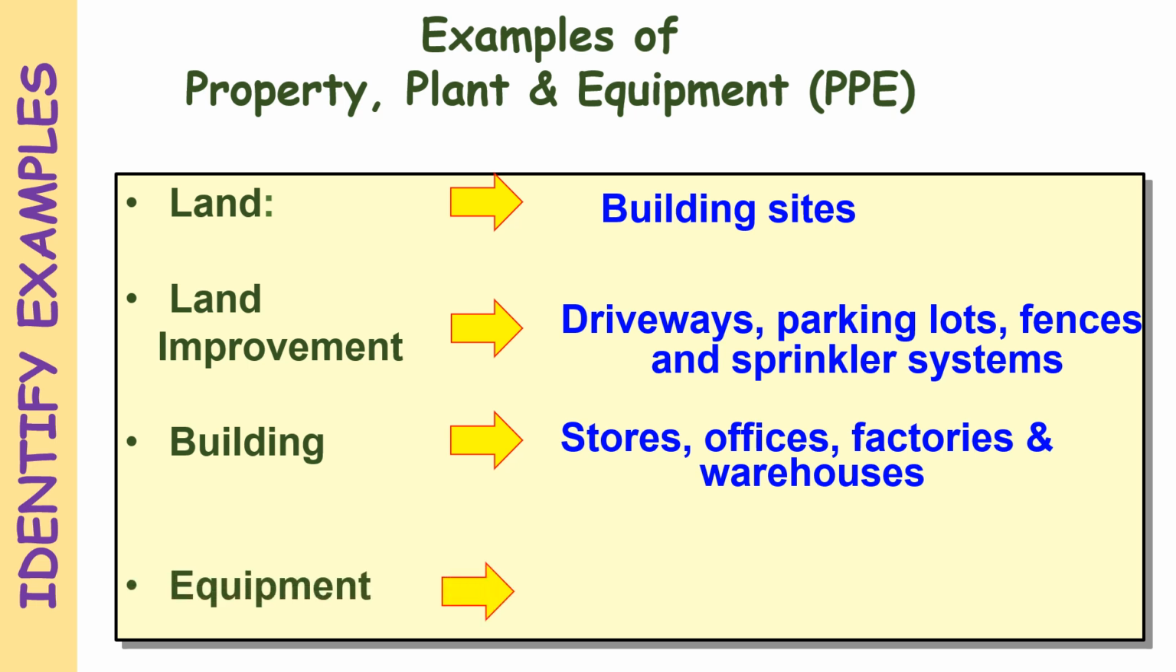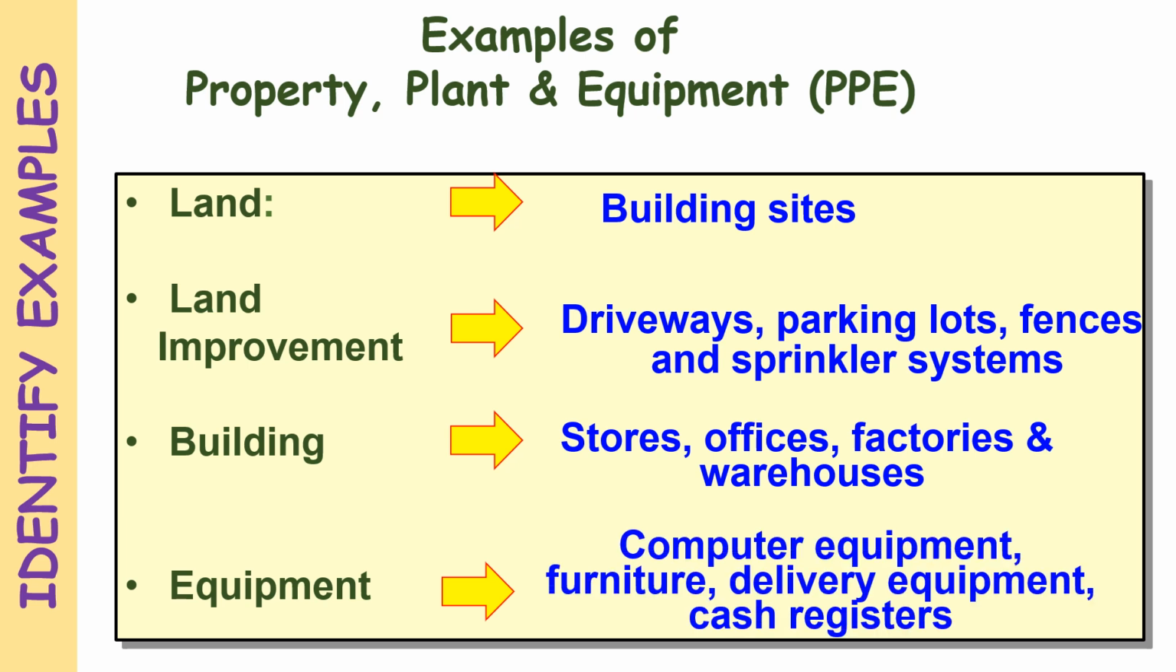So they will be stores, offices, and warehouses. And finally, PPE includes equipment. Now this is a broad category. It includes almost everything else. So computer equipment, furniture, delivery equipment, cash registers, any electrical equipment, and so on. Now these are some examples of the broad categories of PPE. So if somebody asks you what PPE are, you could say they include land, land improvement, buildings, and equipment.